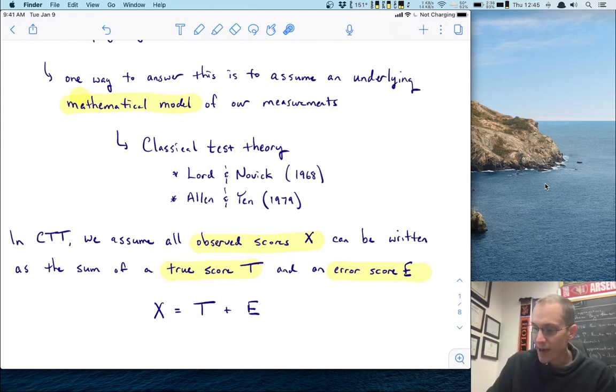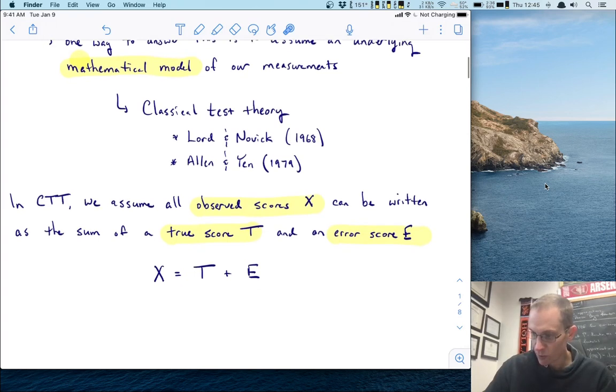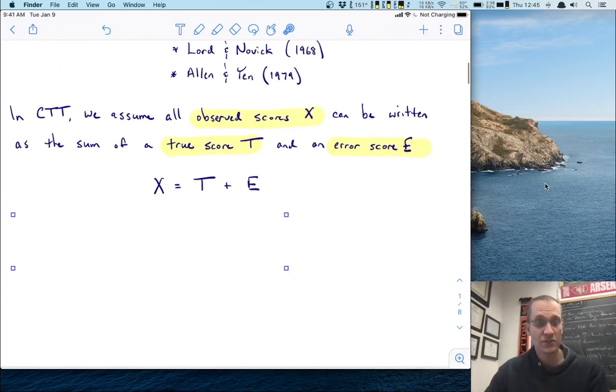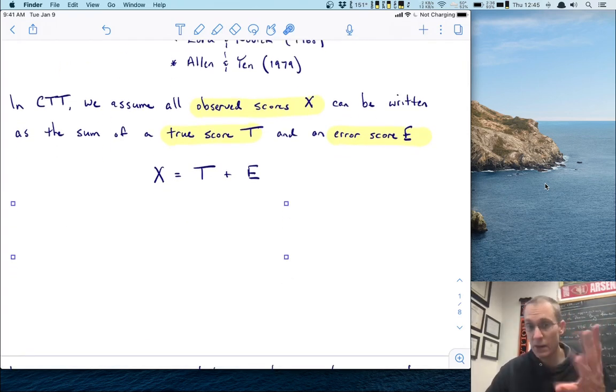And so what we mean by that is basically we're writing all of our observed scores, X, as a composite of two unobservable variables, a true score and an error score. Now, there are some more assumptions that we also place on these. There are a lot of ways you could do this, but we want to do this in such a way that the following assumptions hold.